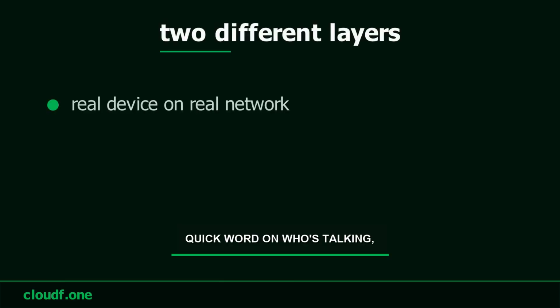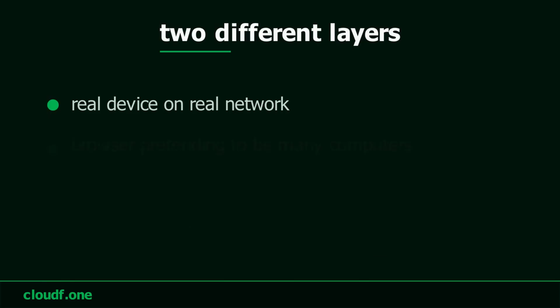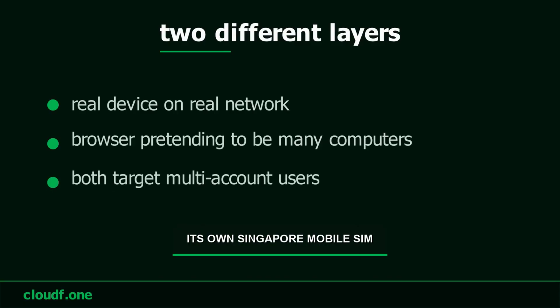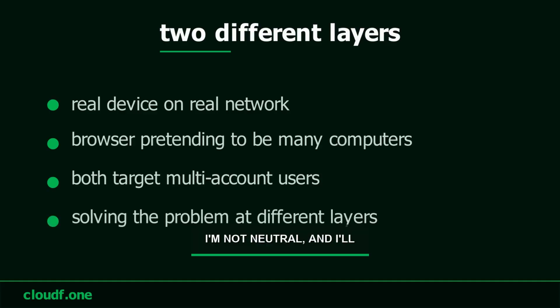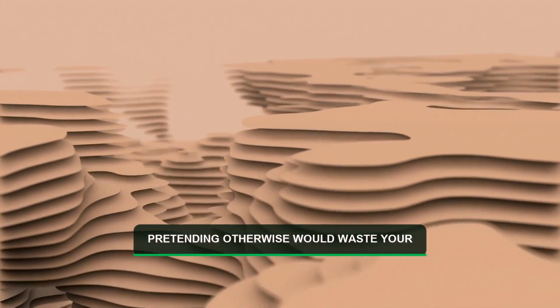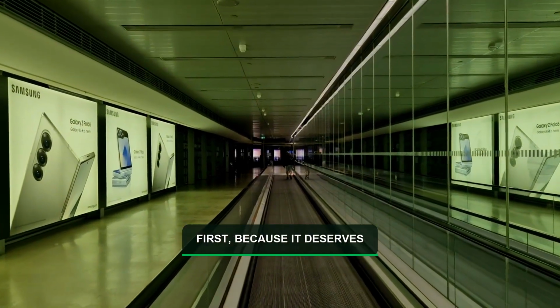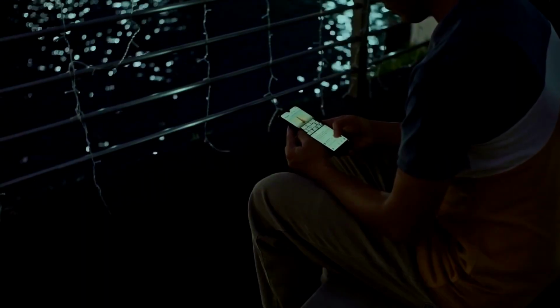Quick word on who's talking, so you know this isn't a sales pitch dressed up as advice. I run a real cloud phone farm in Singapore. Real Samsung handsets on a rack, each with its own Singapore mobile SIM from Singtel, M1 or StarHub, each reachable from a browser. I'm not neutral and I'll tell you exactly where AdsPower is the better pick because pretending otherwise would waste your time. Let me explain how AdsPower actually works first because it deserves a fair description.